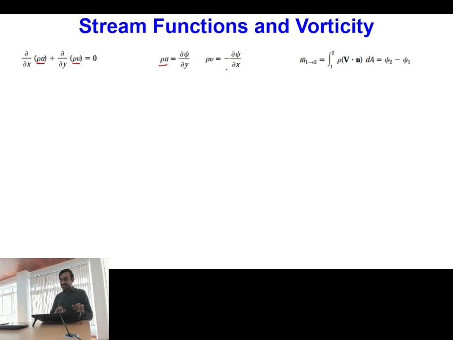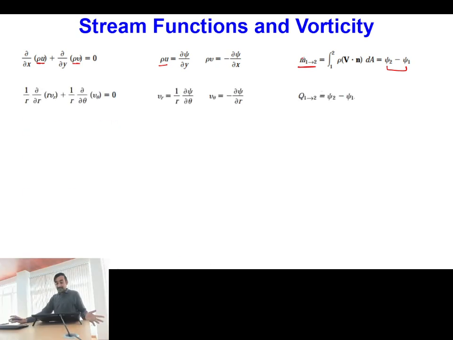If you use this type of formulation, then whenever you take the difference between two stream functions, that will give you nothing but the mass flow rate. Is this point clear? Now let's try to see another situation.